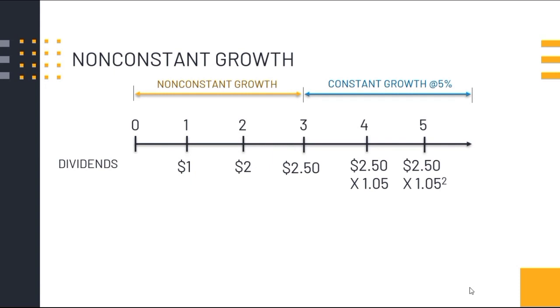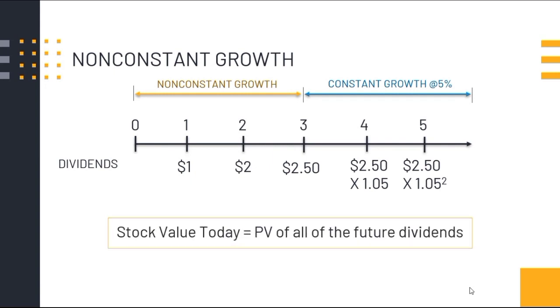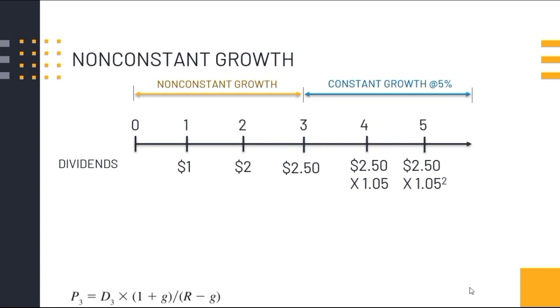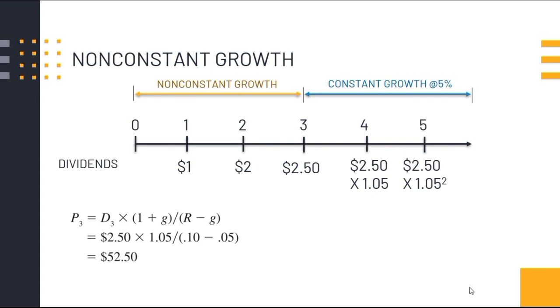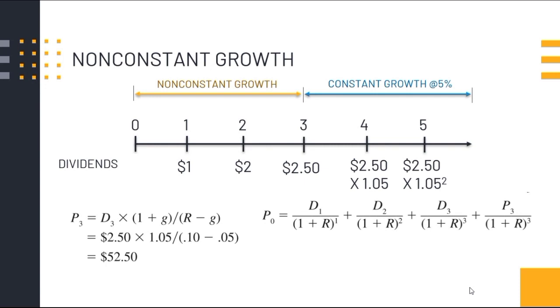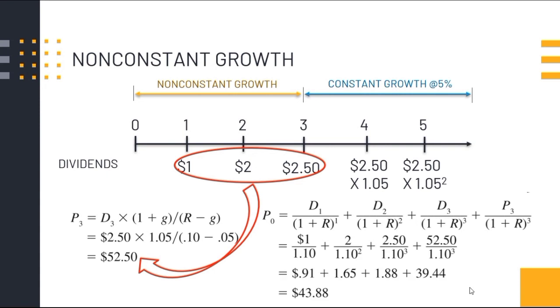So lagi natin tatandaan na ang value ng stock today is the present value of all the future dividends. So in order for us to get the present value, we must first calculate the present value of the stock price 3 years from now. So after 3 years, the price will be $52.50. Finally, malalaman na rin natin ang value of the stock today. So i-add lang natin yung first 3 expected dividends natin dito sa present value of the stock in 3 years. So ayan, double check nyo yan. Ang makukuha nyo is $43.88. So ito yung value ng stock today.